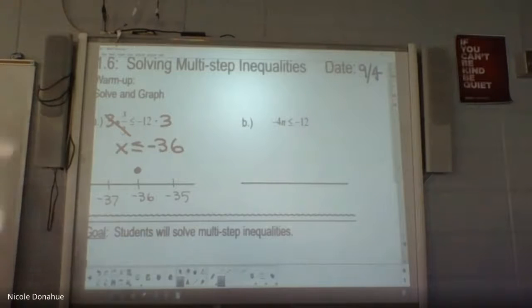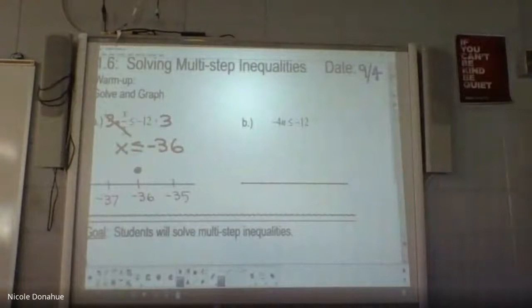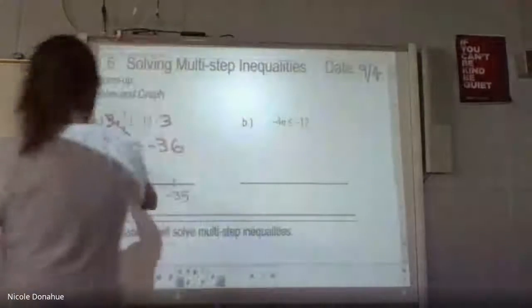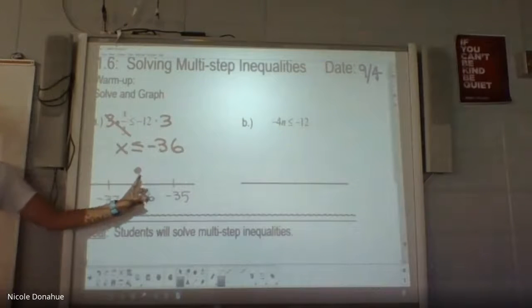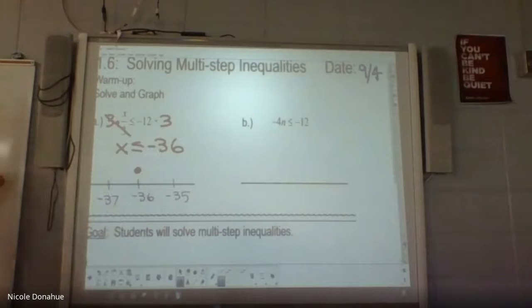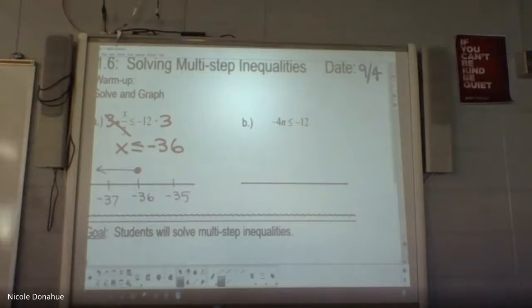Where are the other solutions compared to negative 36? There's lots of other solutions. Where are they going to show up? To the left. So x is smaller than negative 36. We need to go smaller from here, and smaller is to the left. So we're going to go this way. Negative 37 is an example of a number that would work. Negative 38, negative 39, anything this way, negative 300 would also work.